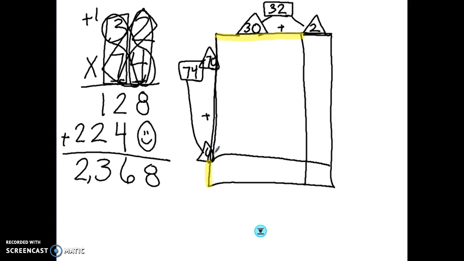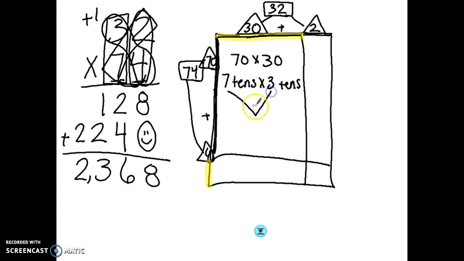Now all I need to do is find the area of each rectangle. So for this one right here, I need to find the area of 70, because that's this side, times 30. Well that's kind of tricky, so I can put it in unit form. That's 7 tens times 3 tens. Well, I know 7 times 3 is 21, and 10 times 10 is 100, and 21 times 100 is like if I put 21 in a place value chart, and I shifted it 2 places to the left, I know that would be 2100.